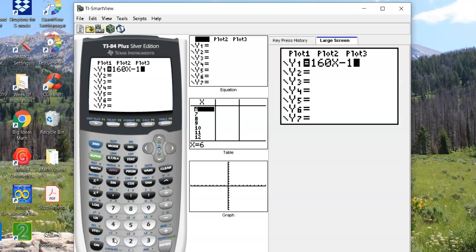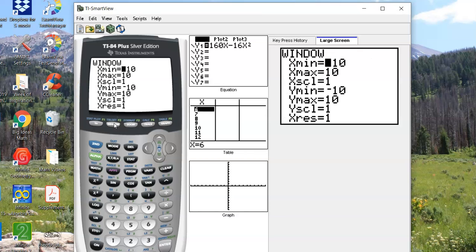minus 16x squared. We'll plug it in just the way that it is. And then when we want to see the graph, we hit the graph button. The problem is when you do that, you're not going to see a very good picture because we need to change the window. We talked last class about how the window only shows you that space. So when we hit the window button, what is a reasonable x minimum and maximum?